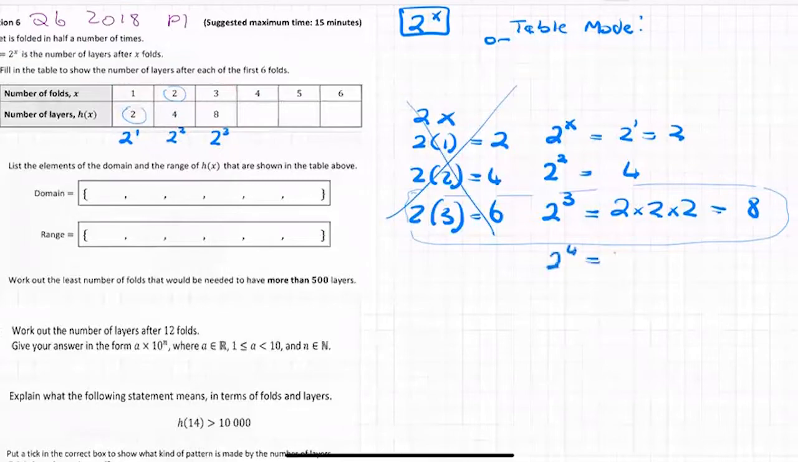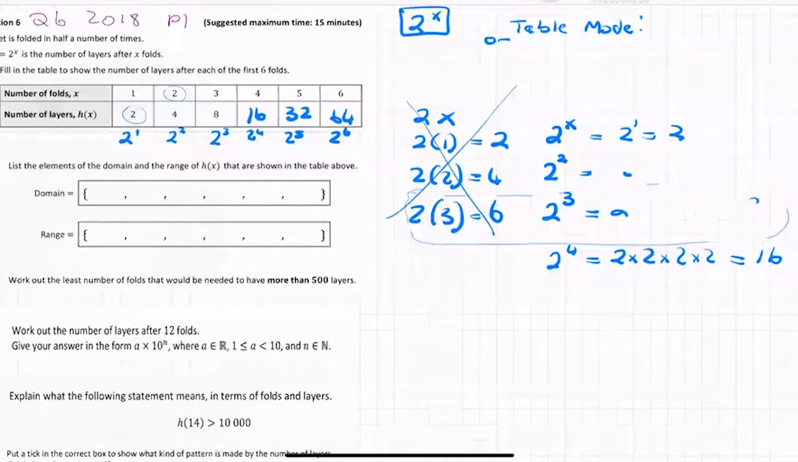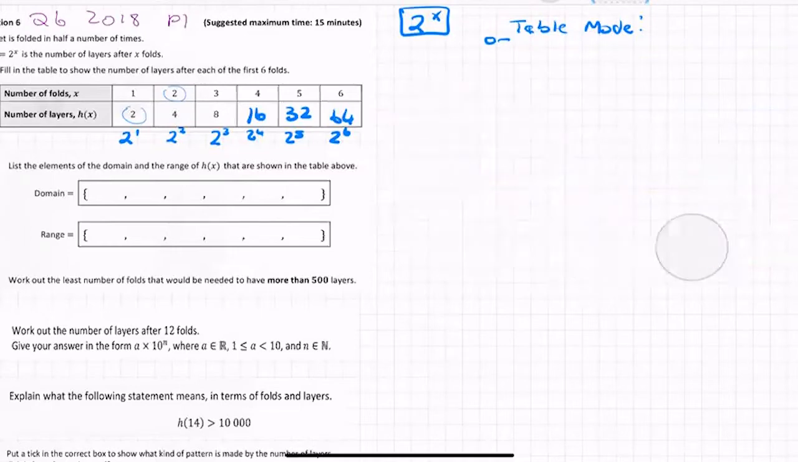2 to the power of 4 is 2 by 2 by 2 by 2, but you can put it into your calculator using 2 to the power of x, if you wish. Make sure everybody can find that. 2 2s are 4, 2 4s are 8, 2 8s are 16. So 16, you should get 32 for 2 to the power of 5, and you should get 64 for 2 to the power of 6. Okay, so that's how you do that first part A.